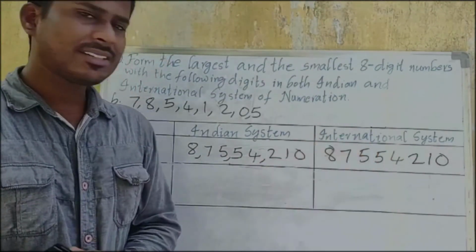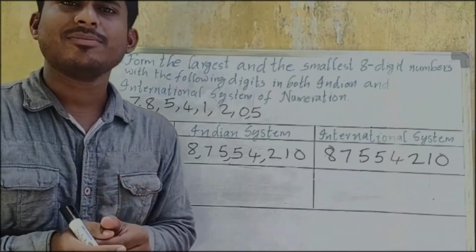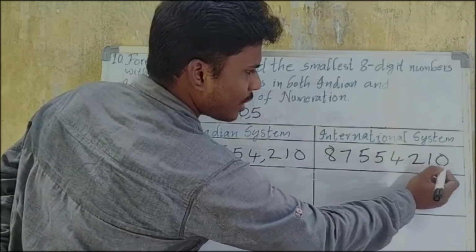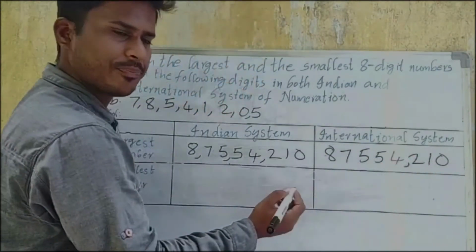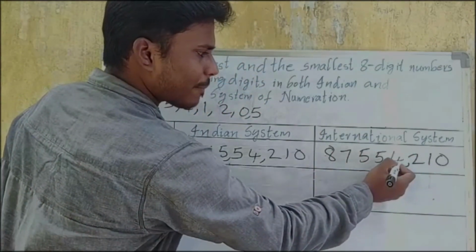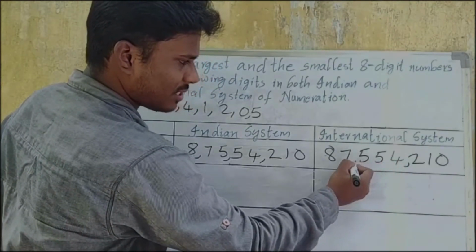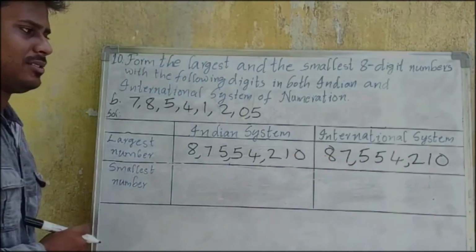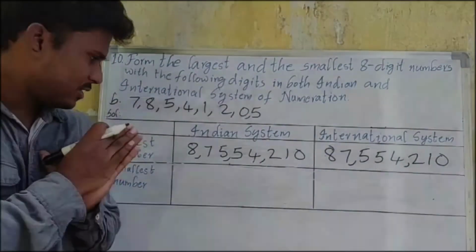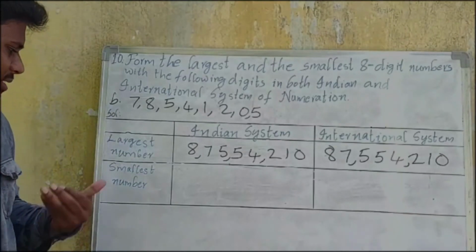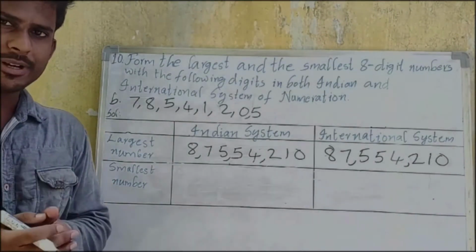Now look here, the international system. In the international system, there are 3 places for every period, so after every 3 digits, insert commas. Ones, tens, hundreds, then thousands, 10,000, 100,000, millions, 10 millions. We formed the largest number in the Indian system as well as the international system. Now let us write the smallest number.